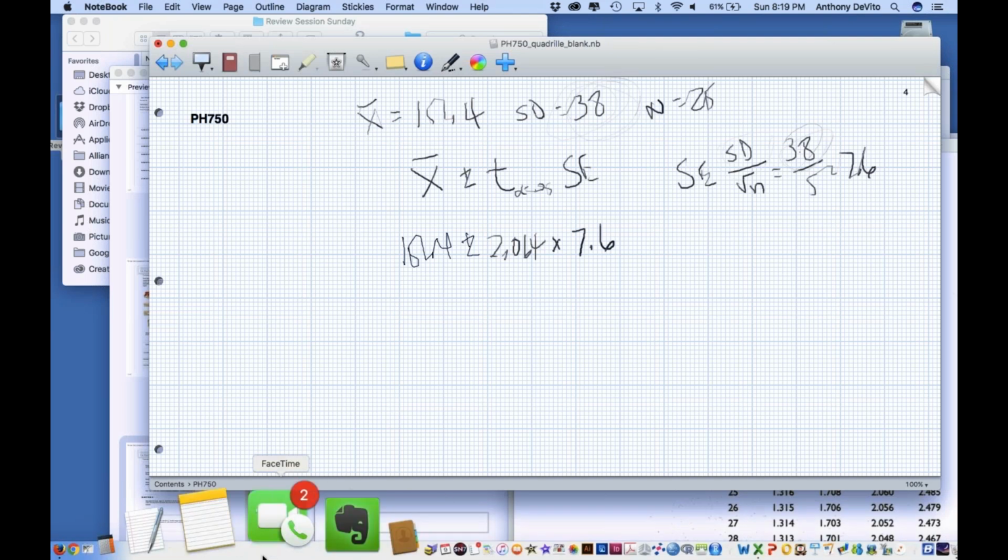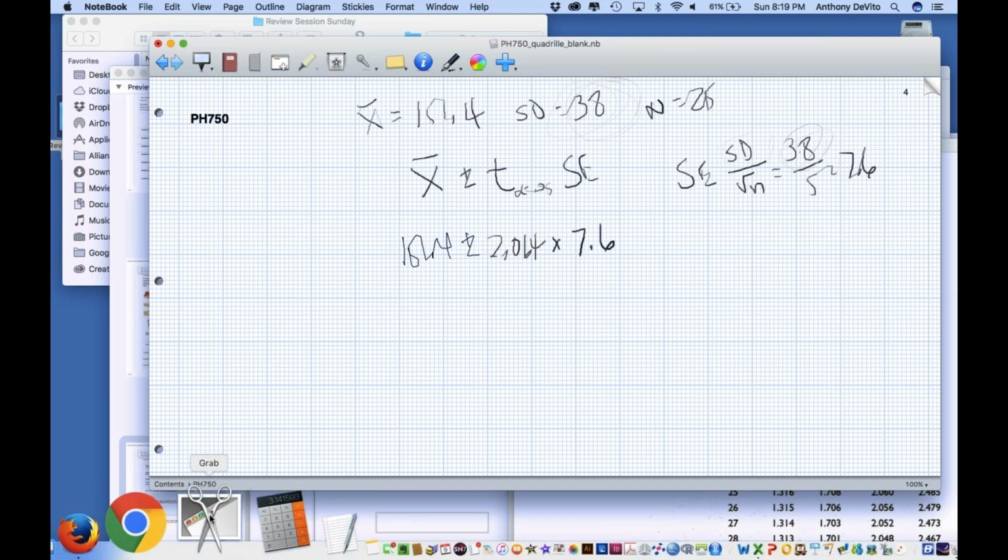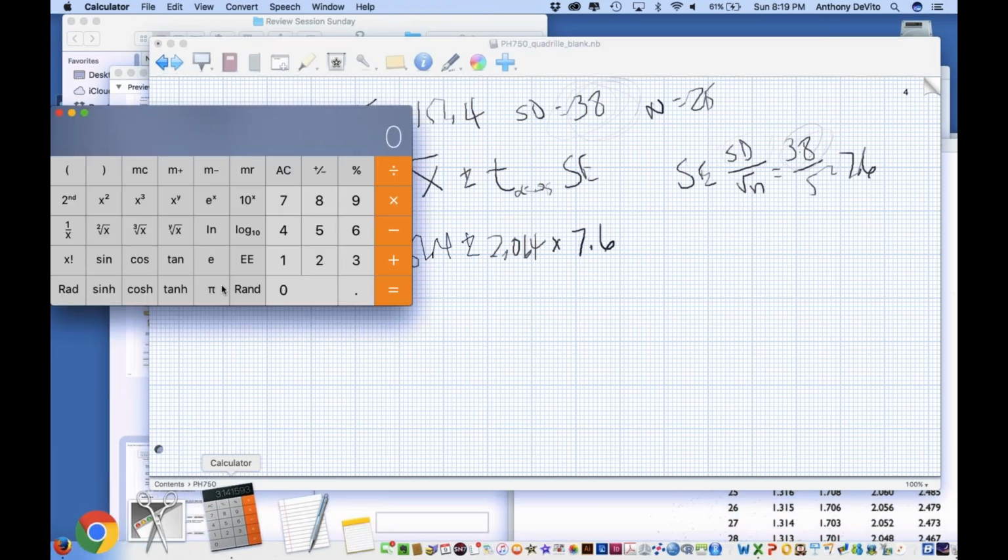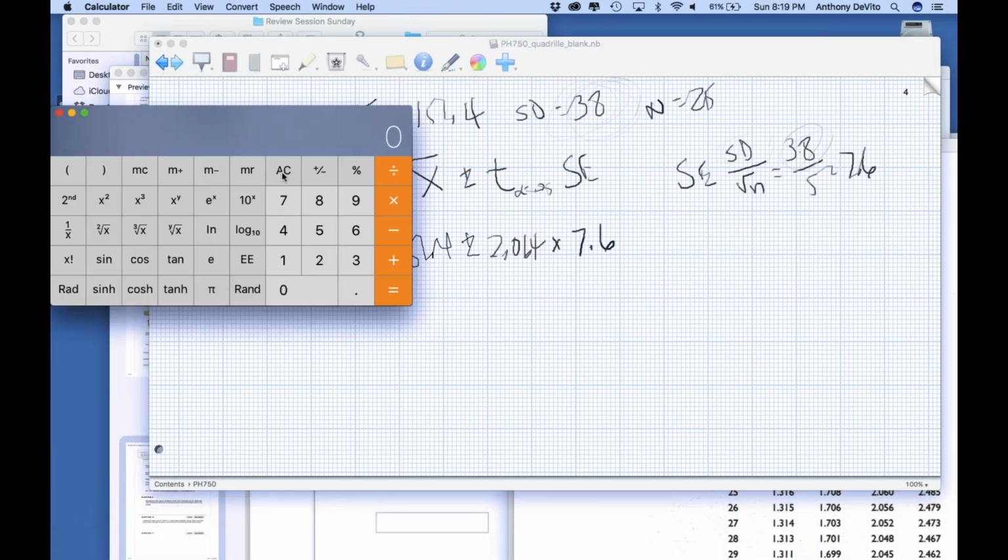Okay, so thanks for the reminder there on the mean. Let me get the calculator up. So this time, 2.064 times 7.6 is equal to 15.68. That's our margin of error. I'm going to put that over there, clear. Now I'm going to subtract that from 151.4, our margin of error, and it's 135.7.